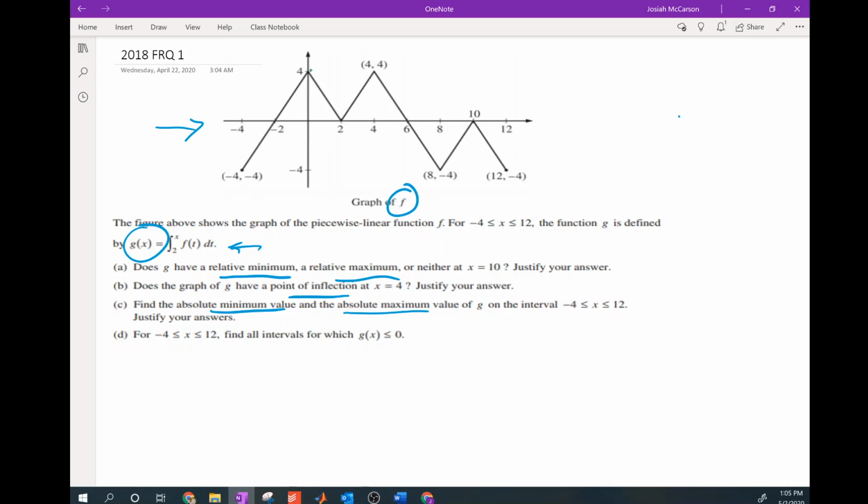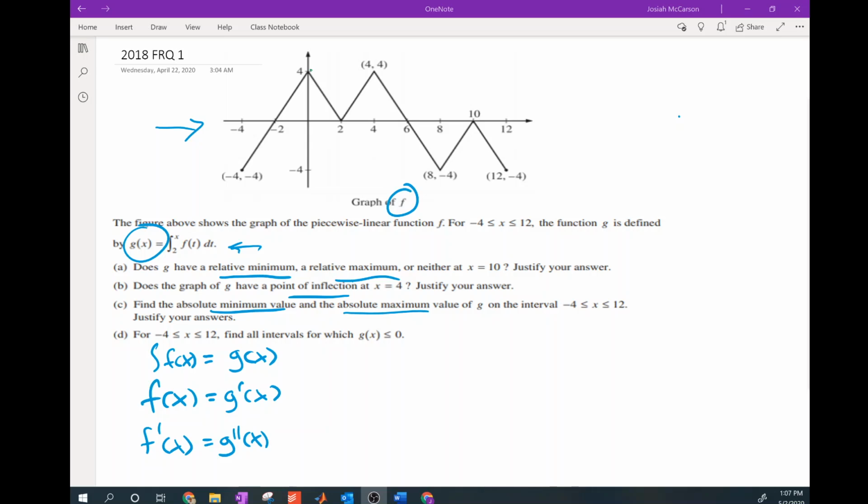So because we're working with maximums and minimums, we want to make an analytics chart. So we start off with f of x. And then they tell me that g of x is the antiderivative of f. Well, if g is the antiderivative of f, then that would mean that f is g prime and f prime is g double prime.